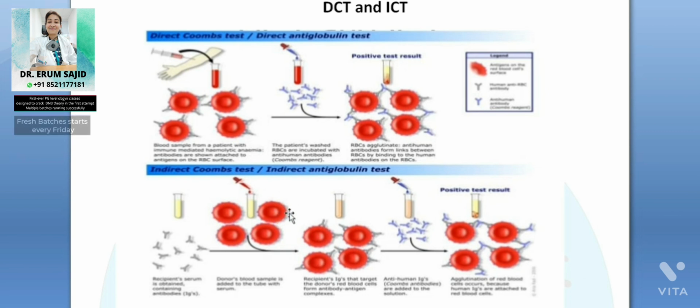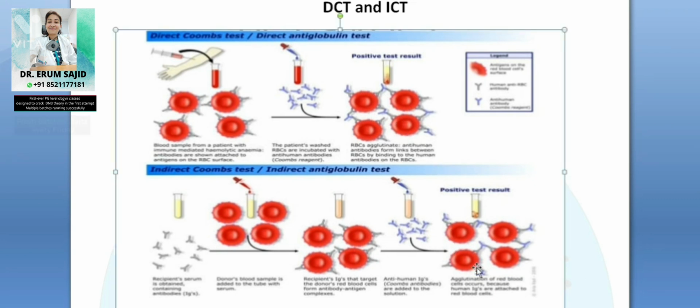And in the indirect Coombs test, you're taking the recipient's serum, which of course has whatever kind of antibodies there are, and to this recipient serum you're adding the donor's blood sample. What are you checking over here? For agglutination again. But it will not agglutinate unless you have bridging antibodies. That means to this mixture you're adding the anti-human IgGs, that means you're adding the Coombs reagent. Now if there is agglutination, that means it is a positive result. Here also the agglutination was a positive result.